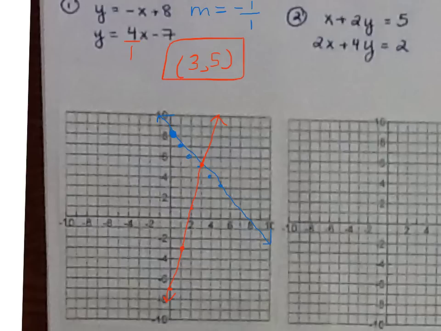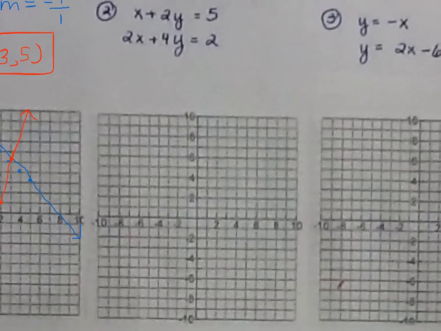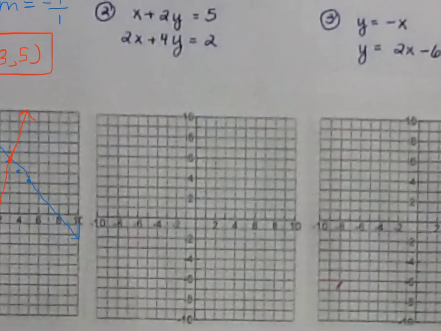Okay, now let's look at number 2 here. What you're looking at is the same kind of idea. 2 equations, x and y, except this time it's not in the pretty form that we want. The pretty form that we want both of these equations to be in is slope-intercept form, y equals mx plus b. And neither one of them are there yet.